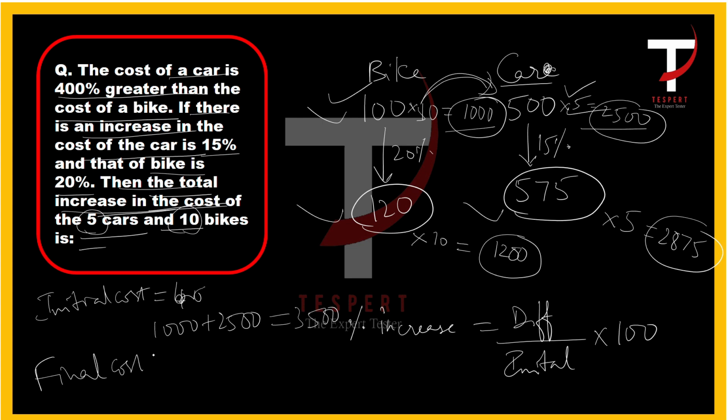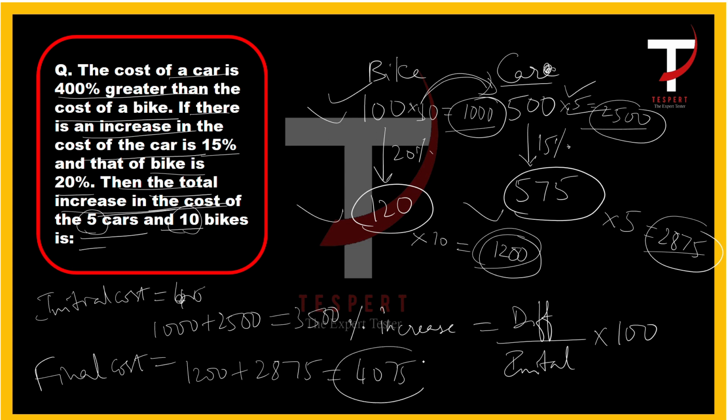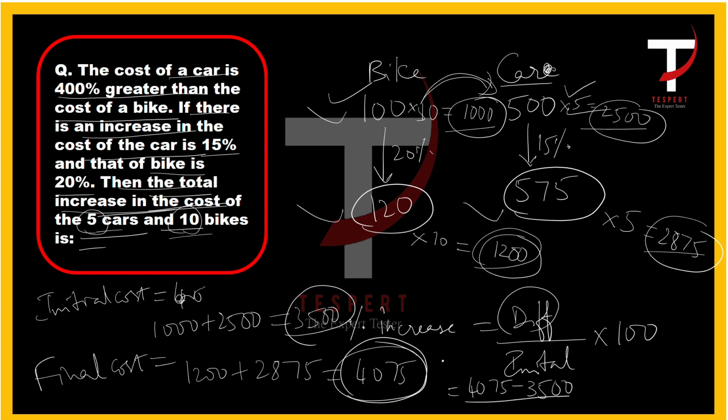and what is the final cost? Final cost is equal to 1200 plus 2875, which is equal to 4075, right? So this is the final cost, this is the initial cost of 5 cars and 10 bikes. So just calculate the difference. 4075 minus 3500 by initial value. What is the initial value? 3500, right? So 3500 into 100, that is equal to 115 by 7. This is equal to 16.3 by 7 percentage. The percentage change or the percentage increase is 16.3 by 7 percentage.